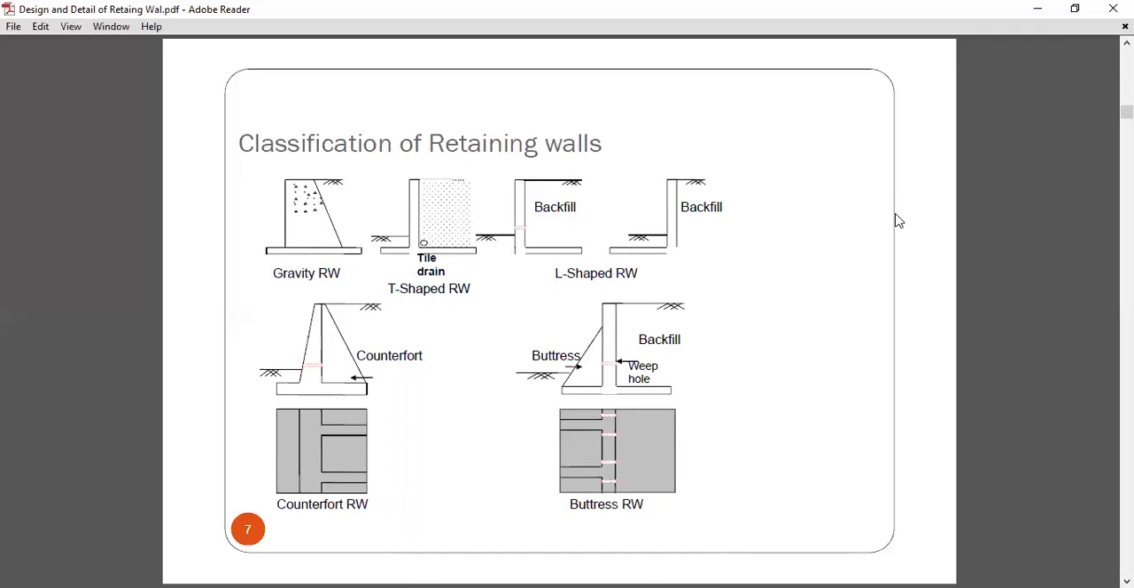Have a look. The first one is a gravity retaining wall, in which no concreting work is done. As we know, there is not always concrete, so they use big stones and some binding agent like lime to construct the retaining wall. That's why it is called a gravity retaining wall, and it works on the principle of gravitational force.